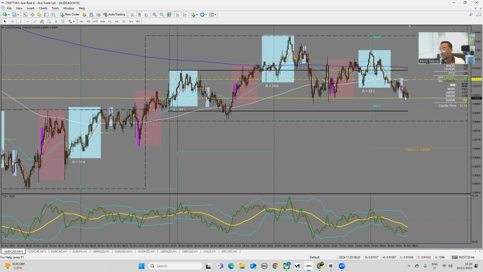But there's no confirmation here yet, given that TDI is not also on the oversold side as well. So we like it to come out of the Bollinger Bands and come back in. So we still have to wait for this setup right here.